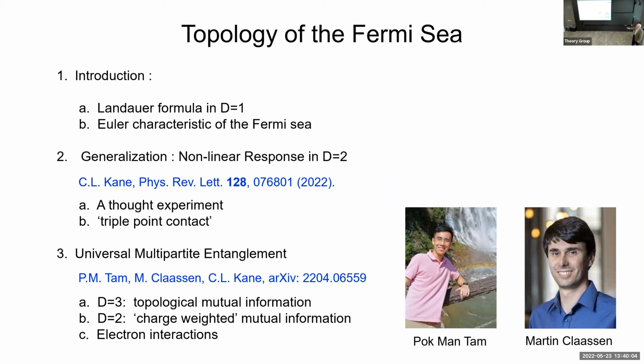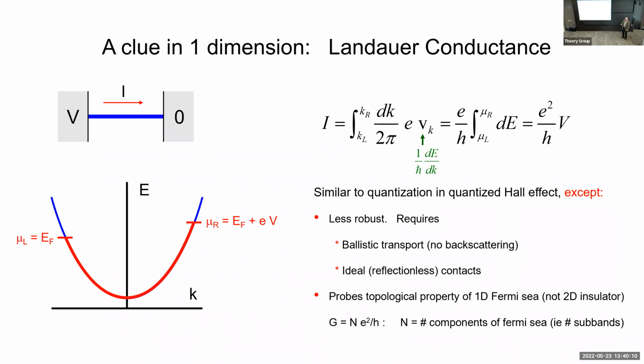Okay, so I want to start in one dimension. And so let me remind you how to think about one dimension. So if you have a one-dimensional wire, okay, then you can imagine passing an electric current through it and measuring the conductance. Okay, so this is what the Landauer formula is about. And you know, it's really quite simple.